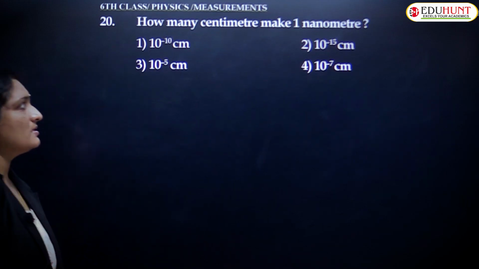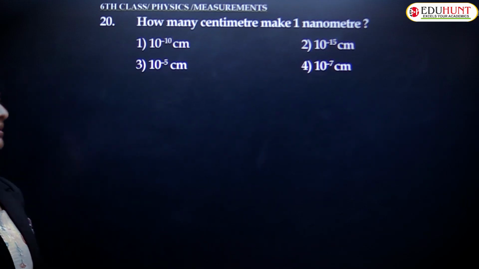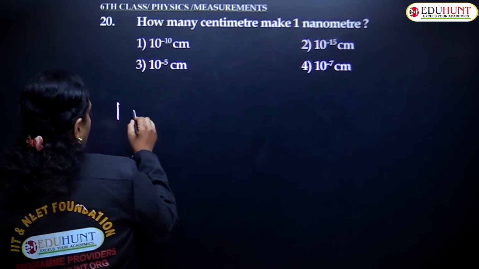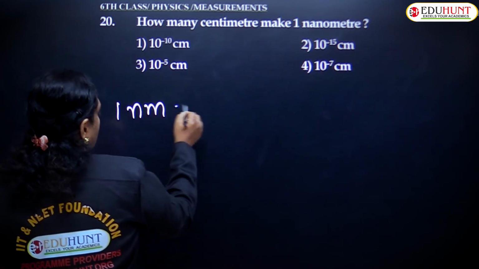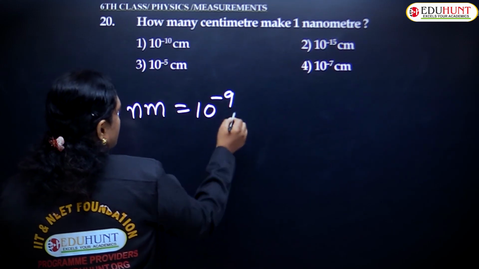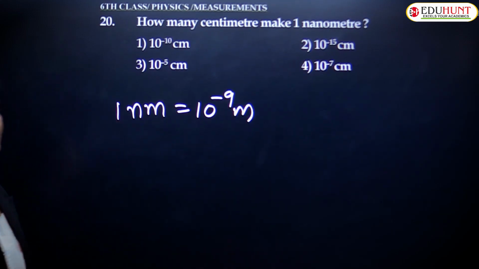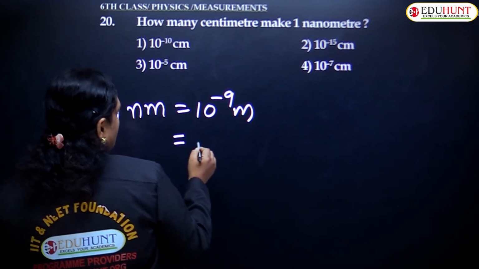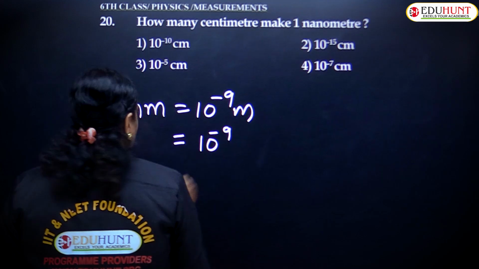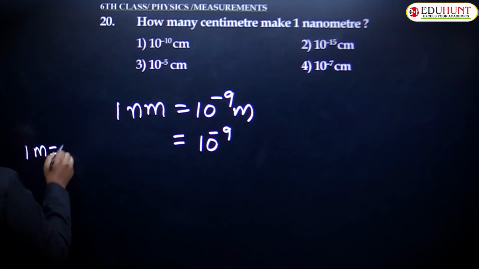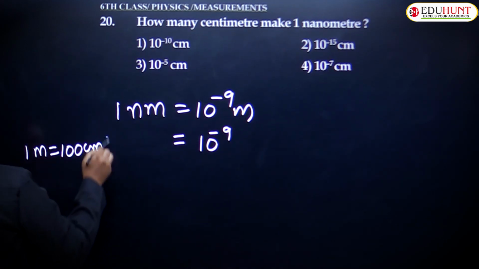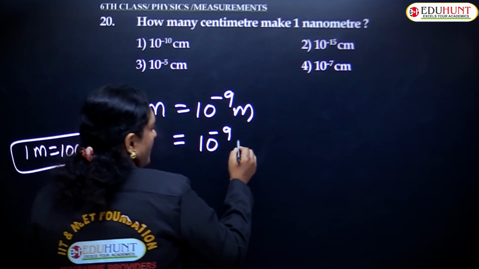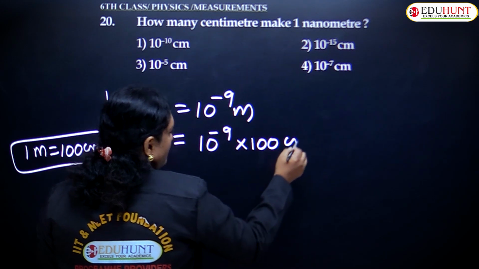How many centimeters make 1 nanometer? We'll see. Centimeters, 1 nanometer. Nanometer is nothing but 10 power minus 9 meter. 1 nanometer means 10 power minus 9 meter. But we want the answer in centimeters. So this is equal to 10 power minus 9. We have 1 meter, how many centimeters? 100 centimeters. So every meter we can write it as 100 centimeters. So 1 meter I can write it as 100 centimeters.